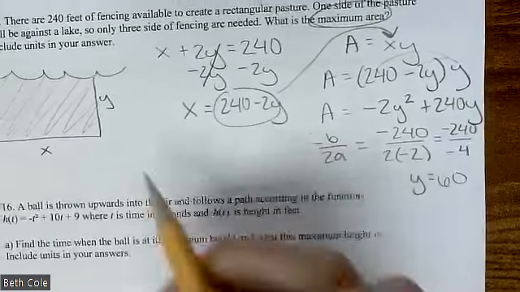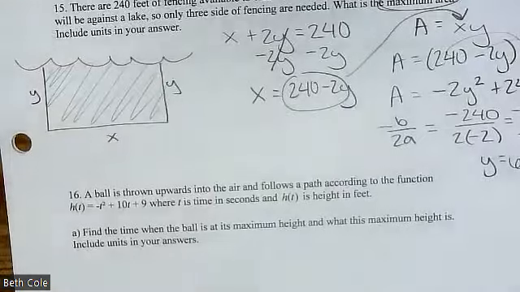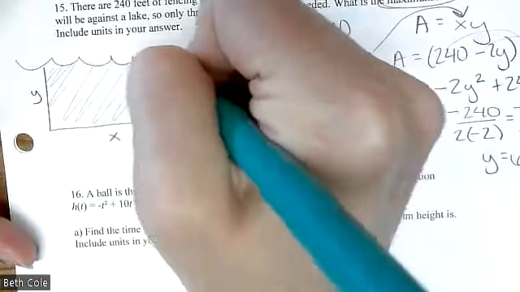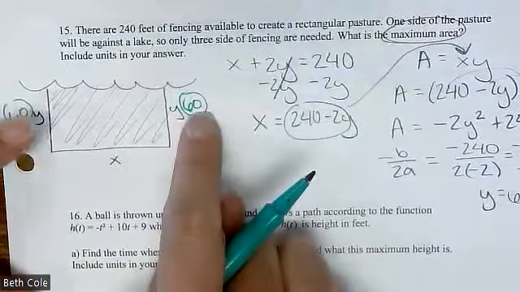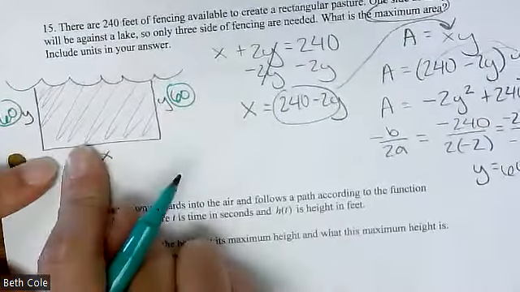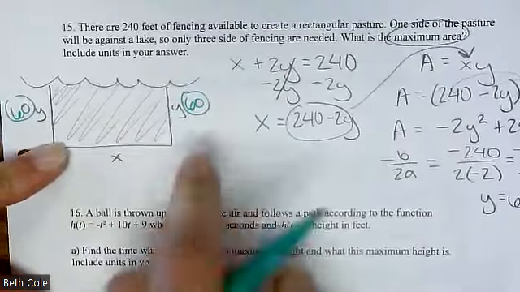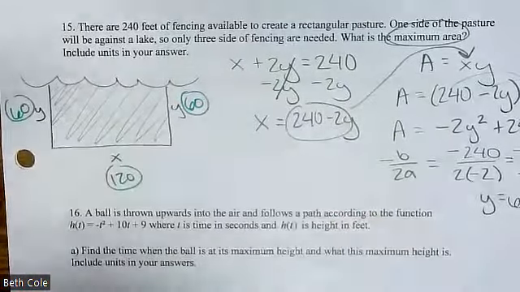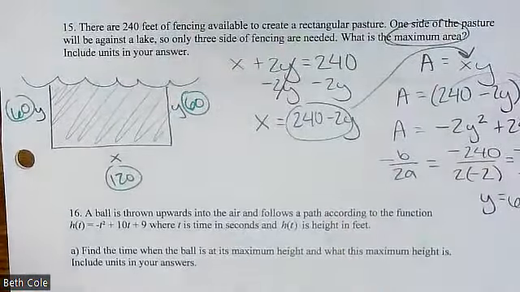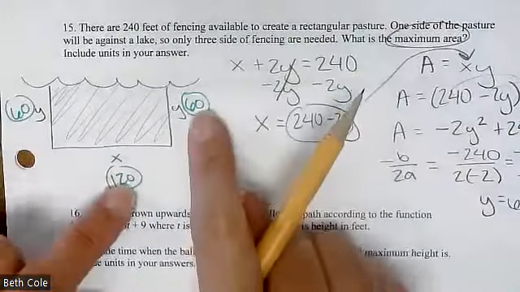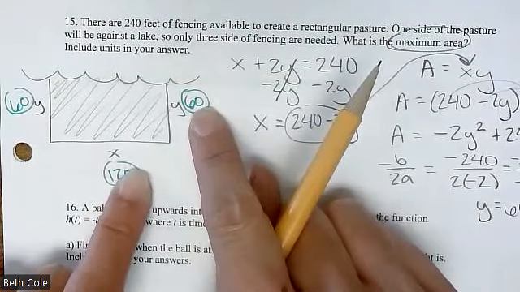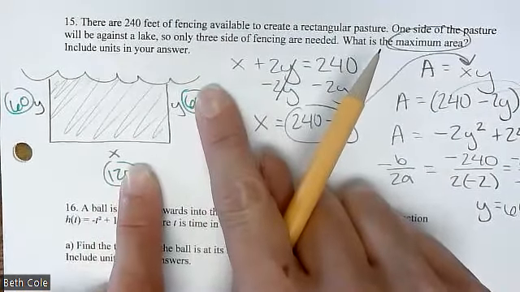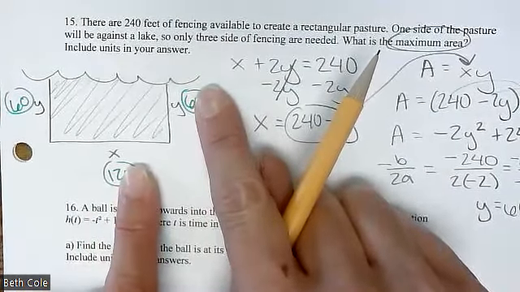All right. Now, if y is 60, come back over to your picture. If these are both 60 and you have 240 feet of fencing, what's left for this side? 120. And then final answer is the area. You have to multiply these together. You won't need a calculator because they both end in 0. Here, let me just cover up the zeros. What's 12 times 6?